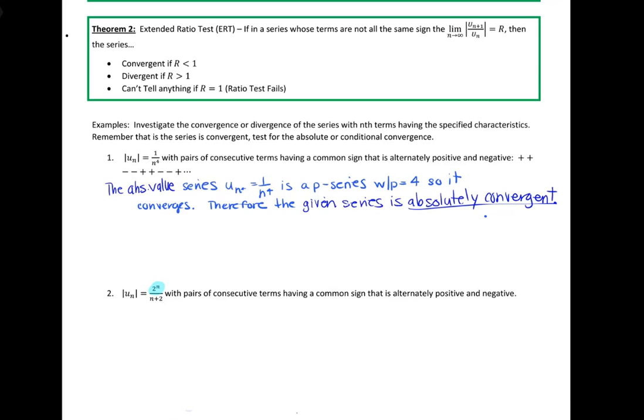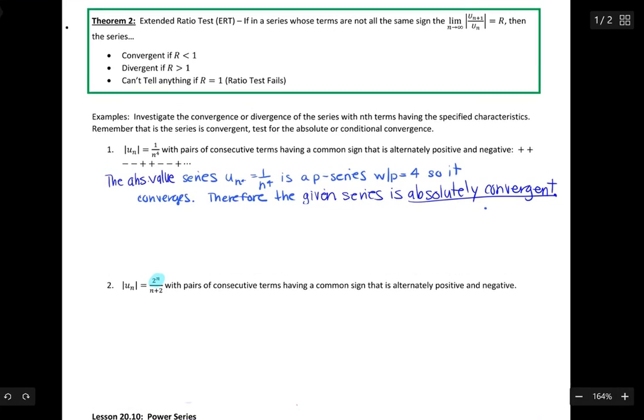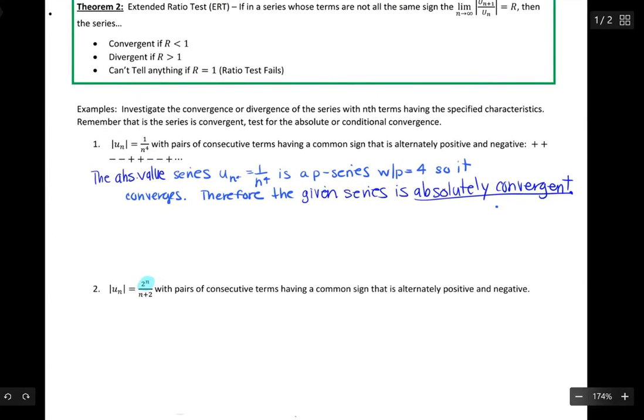So go ahead and write out the ratio of u sub n plus 1 to u sub n. And then we plug in our numbers. And then we're going to multiply by the reciprocal and simplify, expanding out the 2 to the n plus 1 as 2 to the n times 2 to the 1.